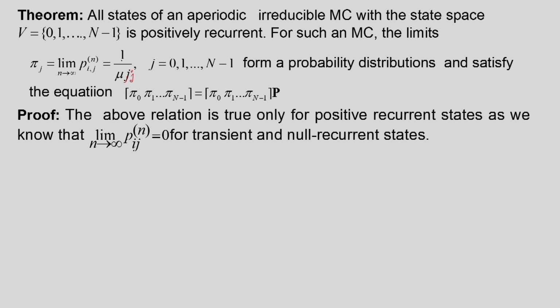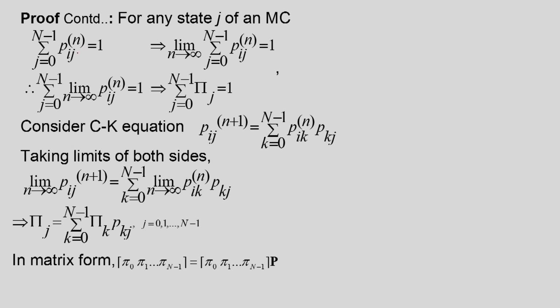So, that way this is true only for positive recurrent aperiodic state. Now, let us see the other part. I know that for a state transition matrix, you consider any row sum, summation P_ij^(n) for j going from 0 to n minus 1, that must be equal to 1.